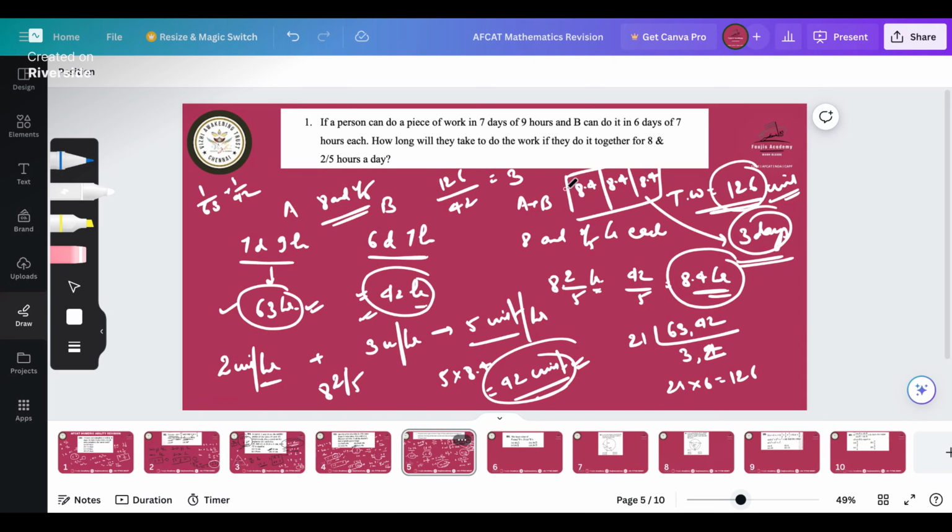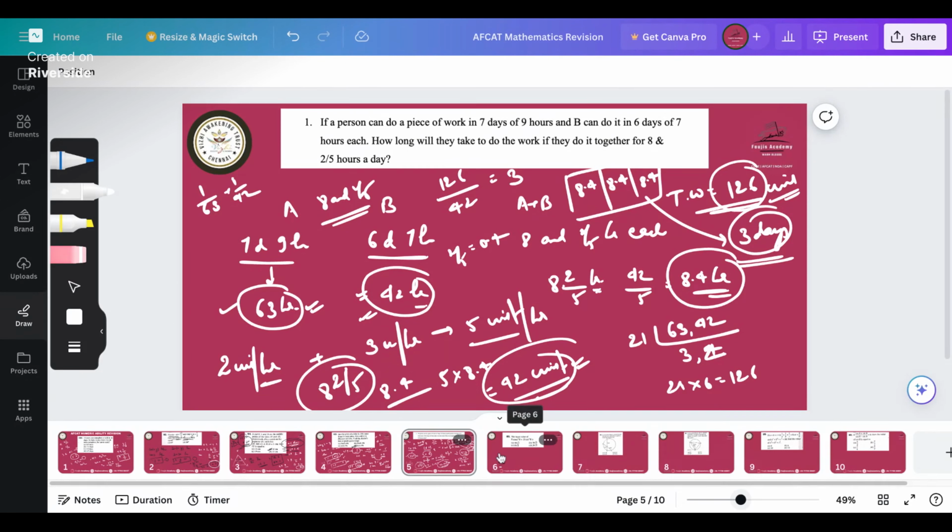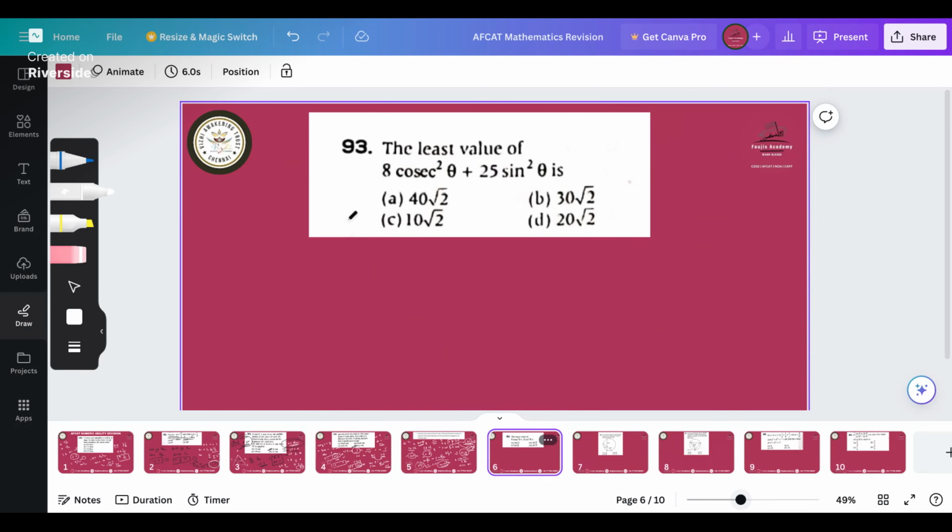They are not just asking you a time and work question. Using this question, they have also asked you decimals and fractions. 8 and 2 by 5 is written in this way. And if you do not want to solve it, just write 8 point. What is 2 by 5? Nothing but 0.4. So you write it as 8.4. Right? Let's move on to the next question.